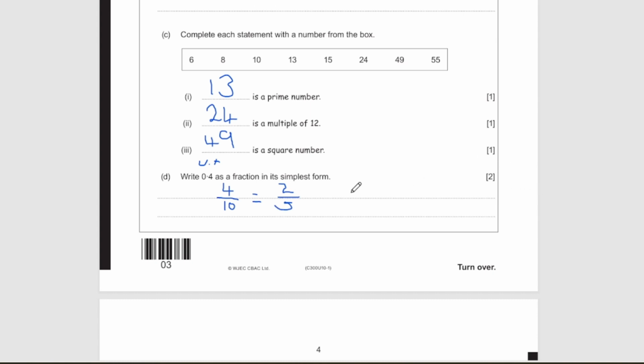Note that it's 2 marks, this one. So you get your first mark for 4 tenths, 2 marks for 2/5.